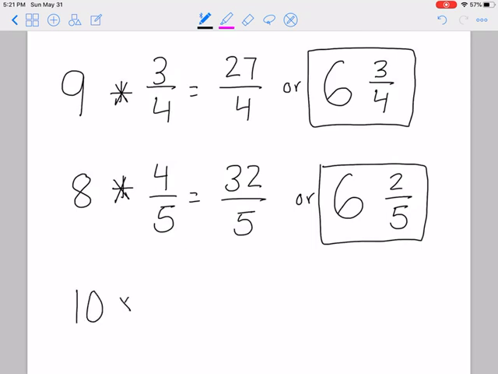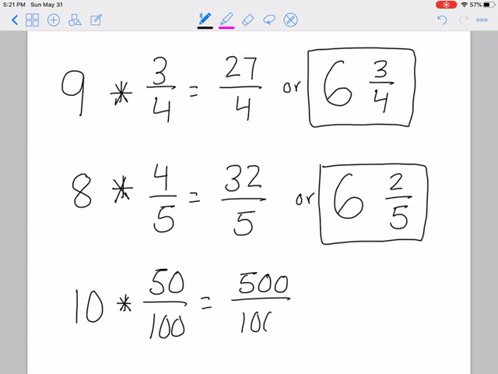Okay, last one is 10 times 50 hundredths. So 10 times 50 is 500. And you get 500 hundredths. 500 is a multiple of 100, so your answer is 5, because 5 times 100 is 500.